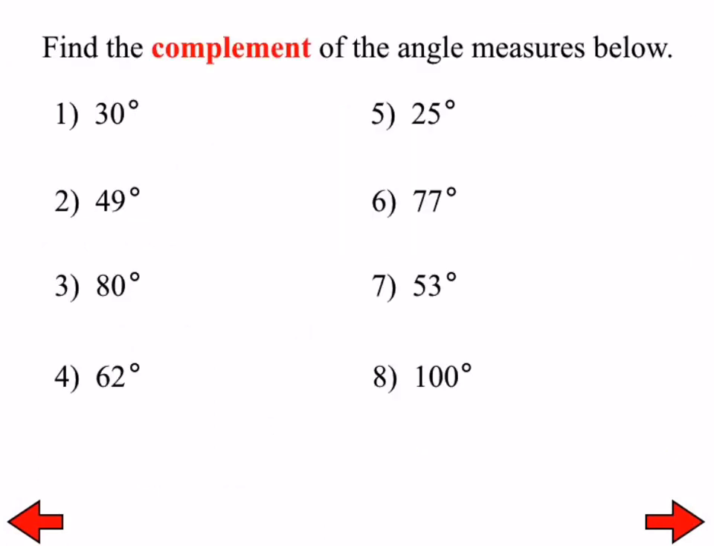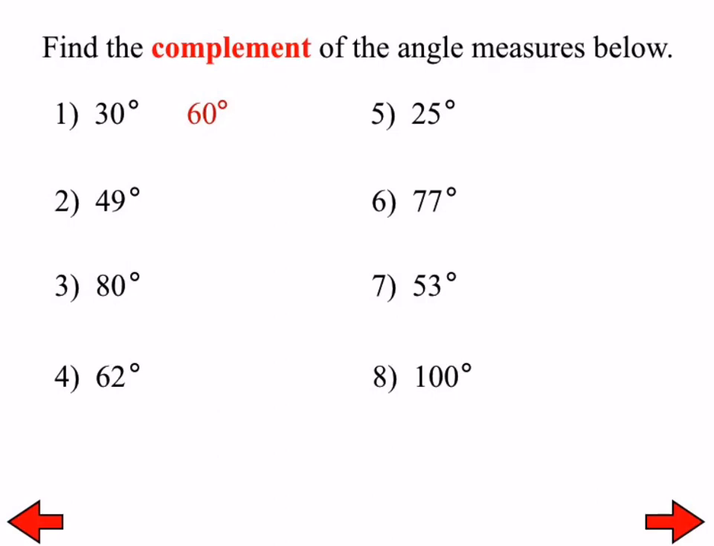All right, next, find the complement of the angle measures below. So what that means is we're trying to find the angle that goes with the one that's listed there to make complementary angles. So what angle has to go with number 1? Tell me, please. Let's try that again. What does it have to be? 60 degrees, because 30 and 60 make 90. That's what makes them complementary. Go ahead and do 2 through 8.